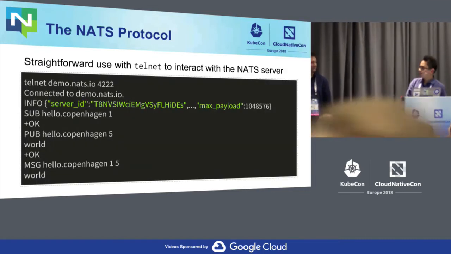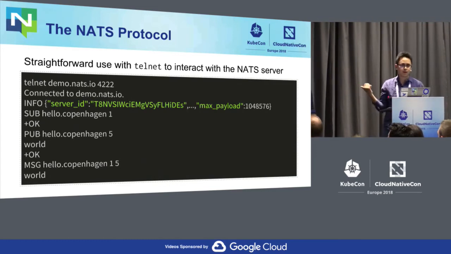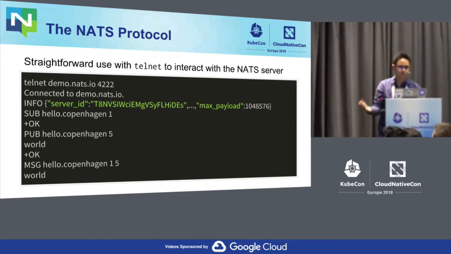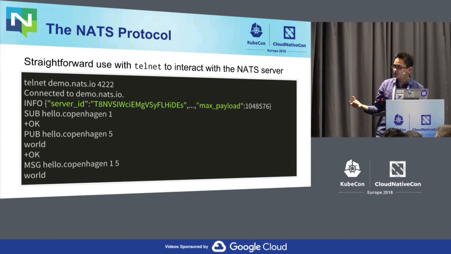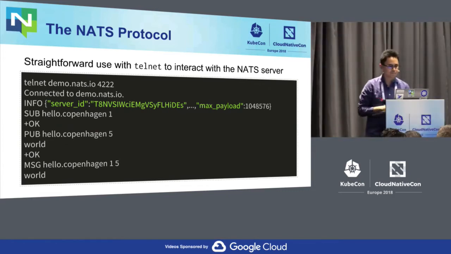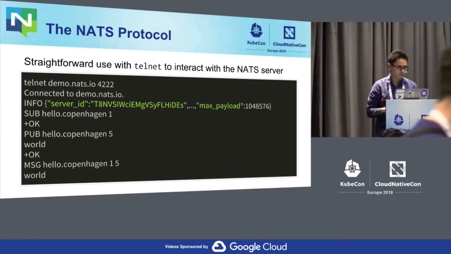This is a simple example of the protocol. We have an example demo endpoint, and you can use telnet into it: telnet demo.nats.io on port 4222. As you establish a connection to the server, the first thing you get is an info string with some metadata on how to handle the connection. One of the important fields here is the maximum payload size. All the messages that you send to NATS are constrained to 1 megabyte by default. You can tune this in the server if you want to send larger messages.